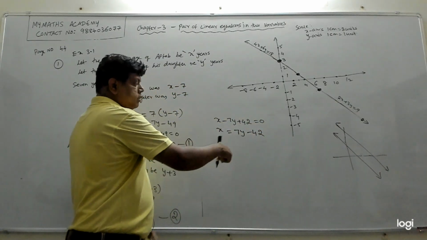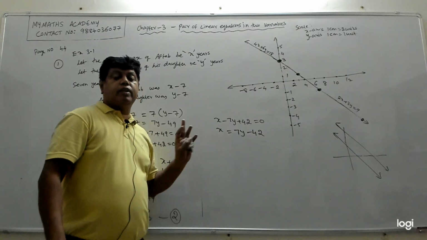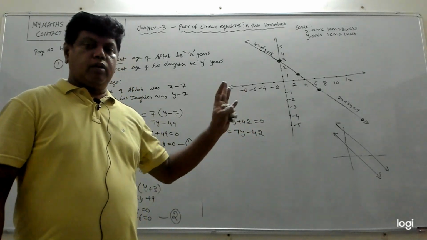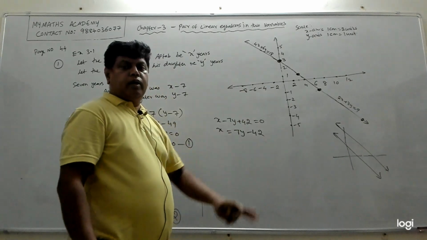Now you should put the box and then put different values for y and find the corresponding values of x. Then find 3 points, plot the points, get the graph.